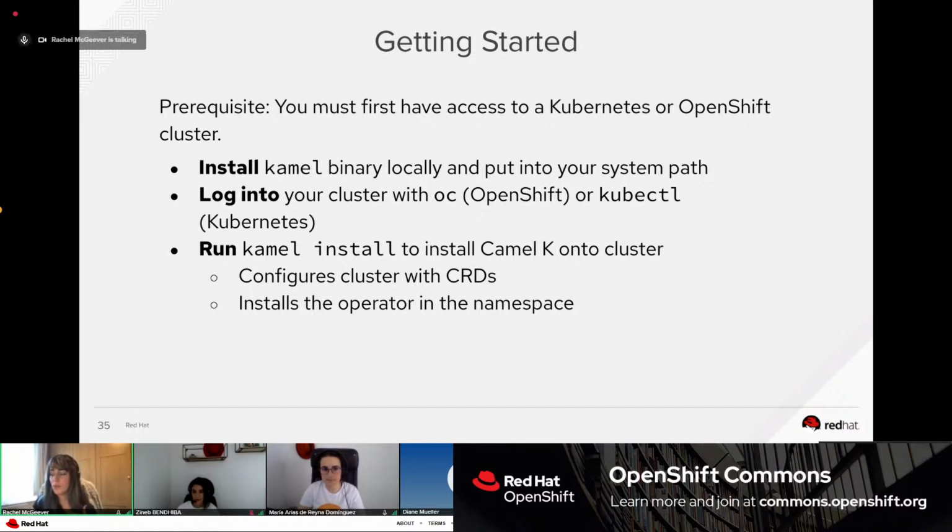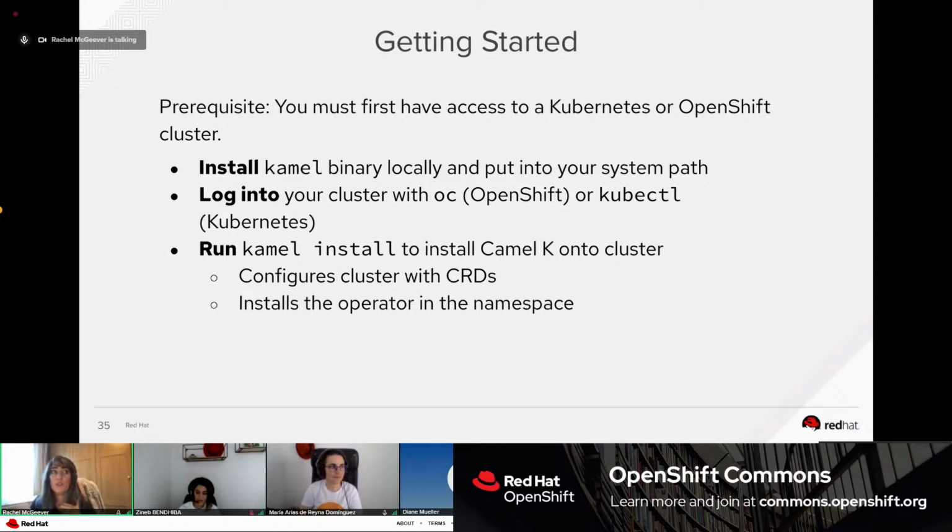So to get started with Camel K, first you need to be logged into a cluster you have access to. You have to install the Camel binary, put it into your system path, and you need to run camel install to install it. And that will configure the cluster for you with custom resource definitions and install the operator in the namespace. And that's it, pretty much. Bing, bang, boom, you're done in under 5 minutes.